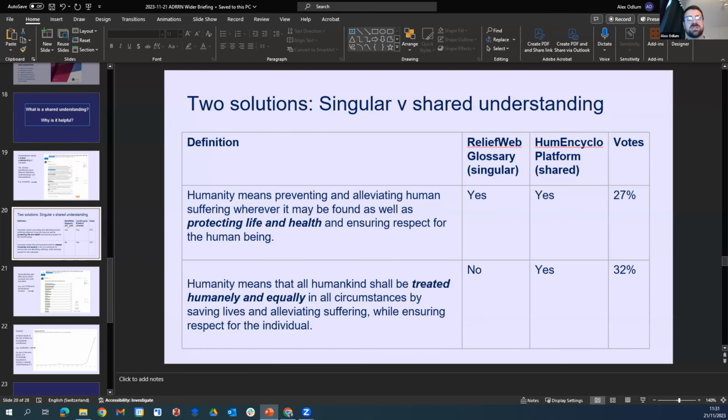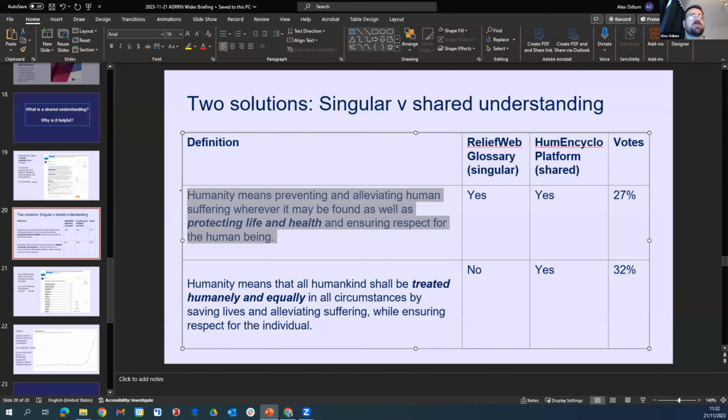So there are two ways to meet that need, and I think the common way it's been done is to provide a glossary or a taxonomy or a dictionary or an encyclopedia. This will make some kind of decision about what the definition is, and provide it as short, concisely and clearly as possible. You can see that in just one example, the ReliefWeb glossary, where this particular definition of the concept of humanity emphasizes this idea of protecting life and health.